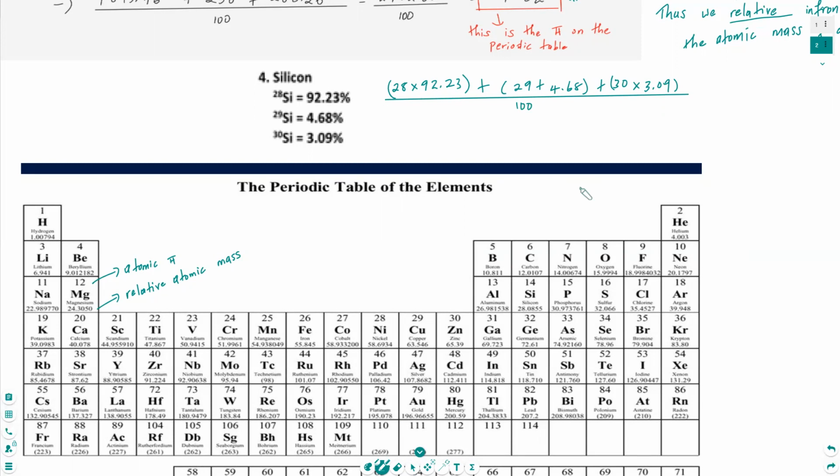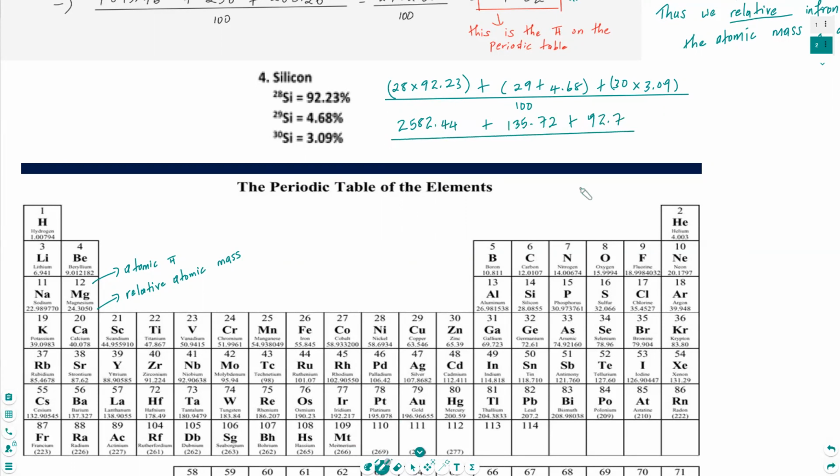So now I normally work out each figure in the brackets, right? So let's do that. 28 times the 92.23 gives us 2,582.44. And I'm keeping the decimal places as well, at least 2 decimal places I'll keep. So 4.68 times the 29 gives me 135.72. And then 30 times 3.09 gives me 92.7. And then remember that should all still be divided by 100.